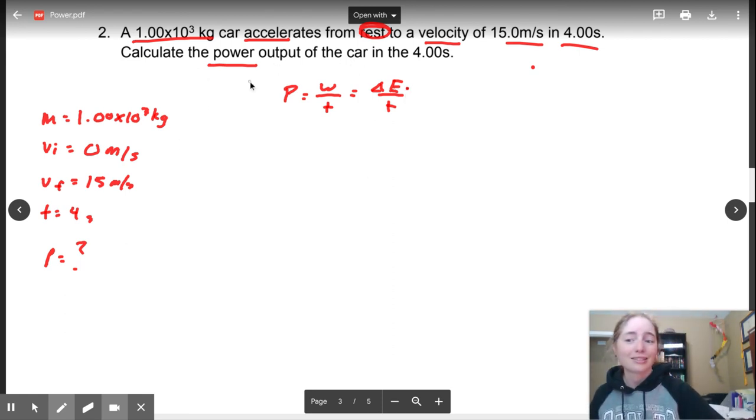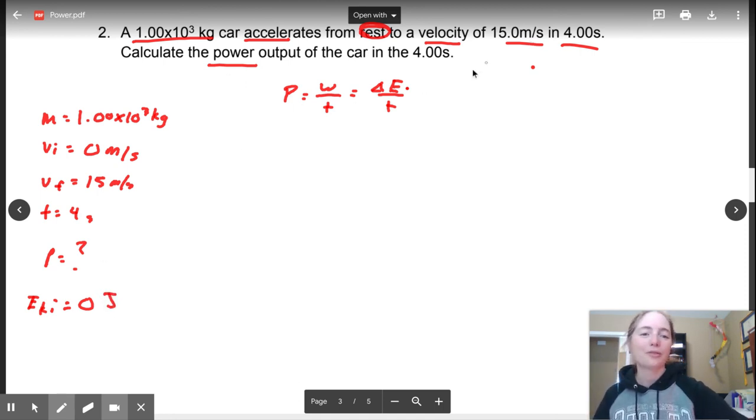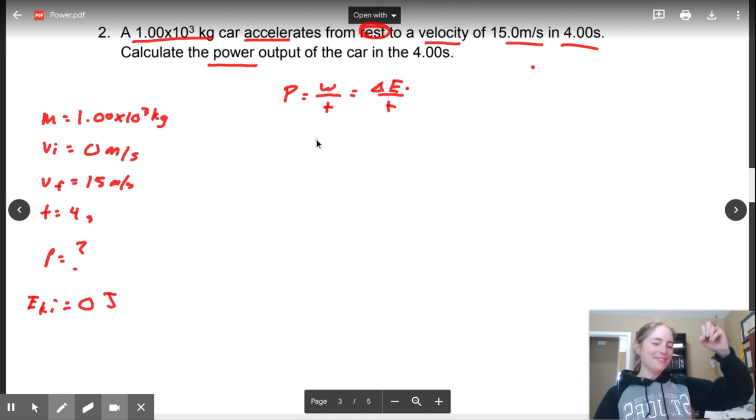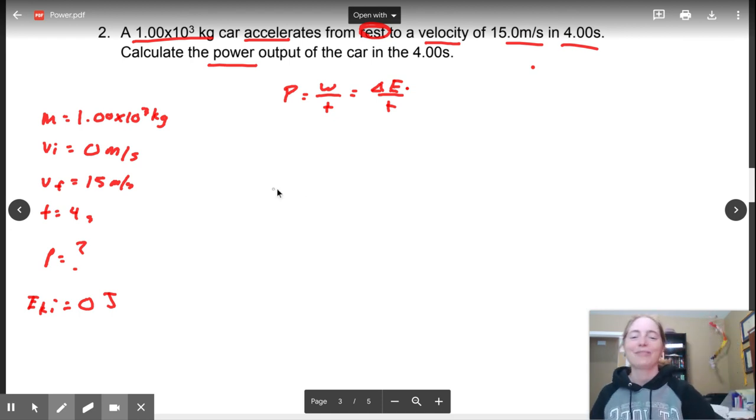Keyword: from rest. When we are dealing with rest, it means there is no kinetic energy. So we have 0 joules of kinetic energy. Well, we are then going to be accelerating up to a speed. Well, at that point, we have kinetic energy. We can absolutely and very easily calculate the change in kinetic energy and divide that by time. Because we got time. Yeah, we got time. Let's calculate our change in energy.